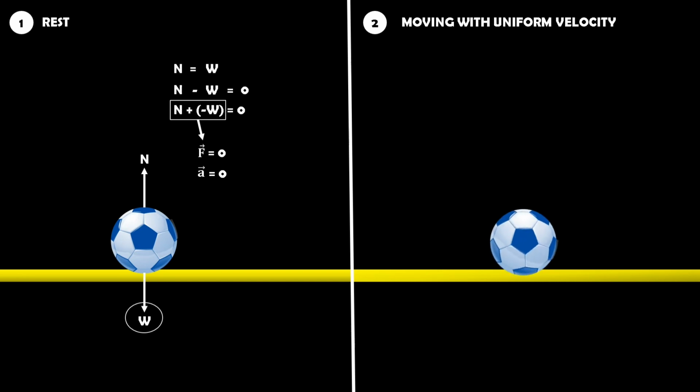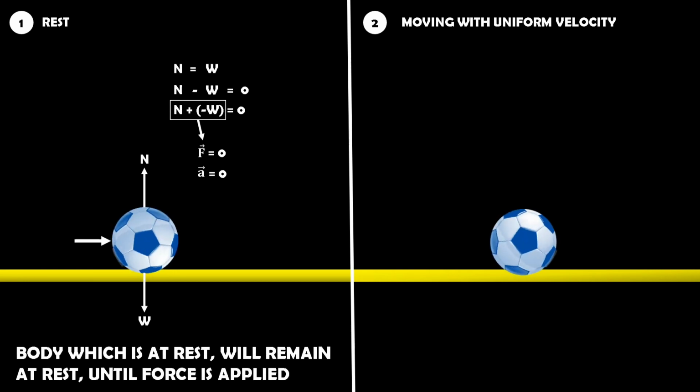Till now we didn't apply any force on the football. This is the reason why the football is at rest. Now, if we apply force, the football will start moving, which you can see in the animation. So by this example, we came to know that a body which is at rest will remain at rest until force is applied.